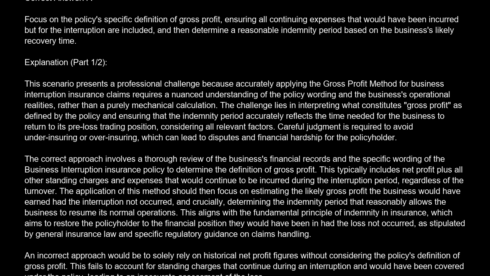This typically includes net profit plus all other standing charges and expenses that would continue to be incurred during the interruption period, regardless of the turnover. The application of this method should then focus on estimating the likely gross profit the business would have earned had the interruption not occurred, and crucially, determining the indemnity period that reasonably allows the business to resume its normal operations. This aligns with the fundamental principle of indemnity in insurance, which aims to restore the policyholder to the financial position they would have been in had the loss not occurred, as stipulated by general insurance law and specific regulatory guidance on claims handling.